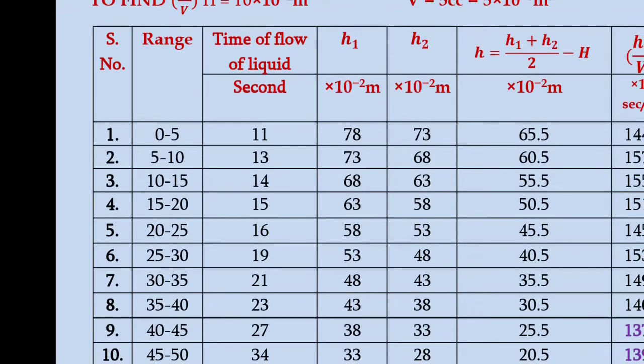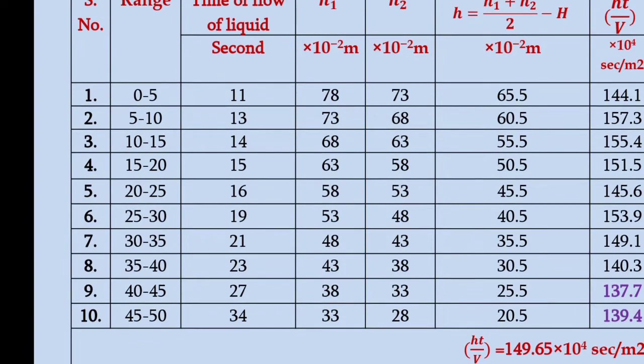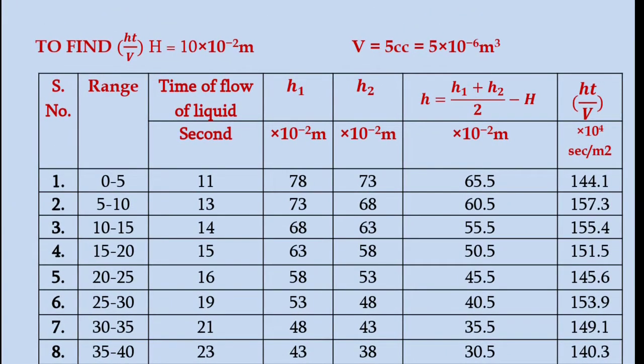Then what are H1 and H2? The height of the burette from ground to the 0 level is 78, and for level 5 it is 73. For the next range, 5 to 10, the height of the burette from the ground level for level 5 is 73. You can measure it using a meter scale while doing the experiment and record it as H1, H2. For the last range, 45 to 50, H1 is 33 and H2 is 28.